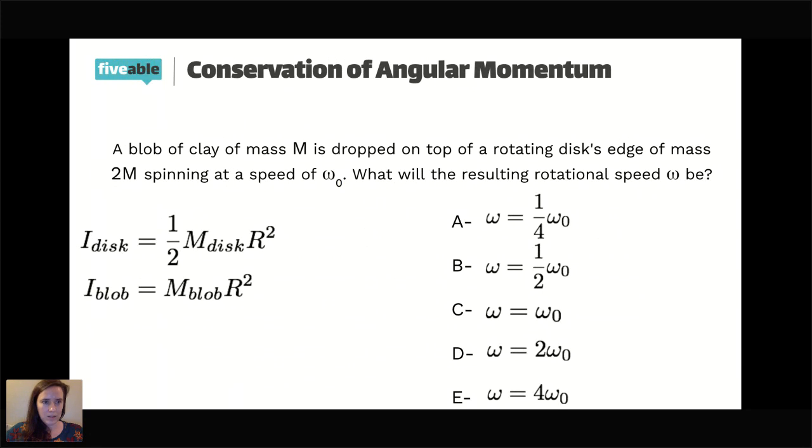The answers are a quarter omega naught, a half omega naught, omega naught, 2 omega naught, and 4 omega naught. All right, so I'll give you guys a couple minutes to do this one, then we'll head on over to the whiteboard.